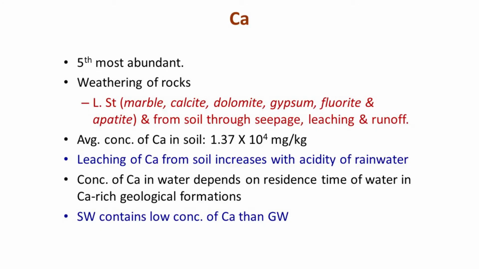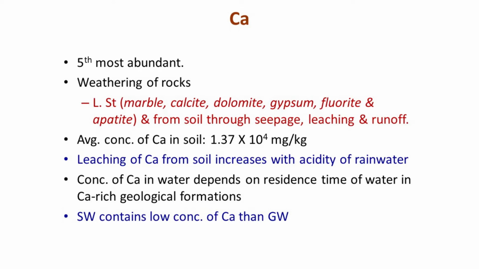Another naturally occurring substance is calcium, which is the fifth most abundant element in groundwater. These are obtained from the weathering of rocks, mainly limestones, marble, calcite, dolomite, gypsum, fluorite and apatite, and from soils through seepage, leaching and runoff. The average concentration of calcium in soil is about 1.37 × 10^4 milligram per kg.